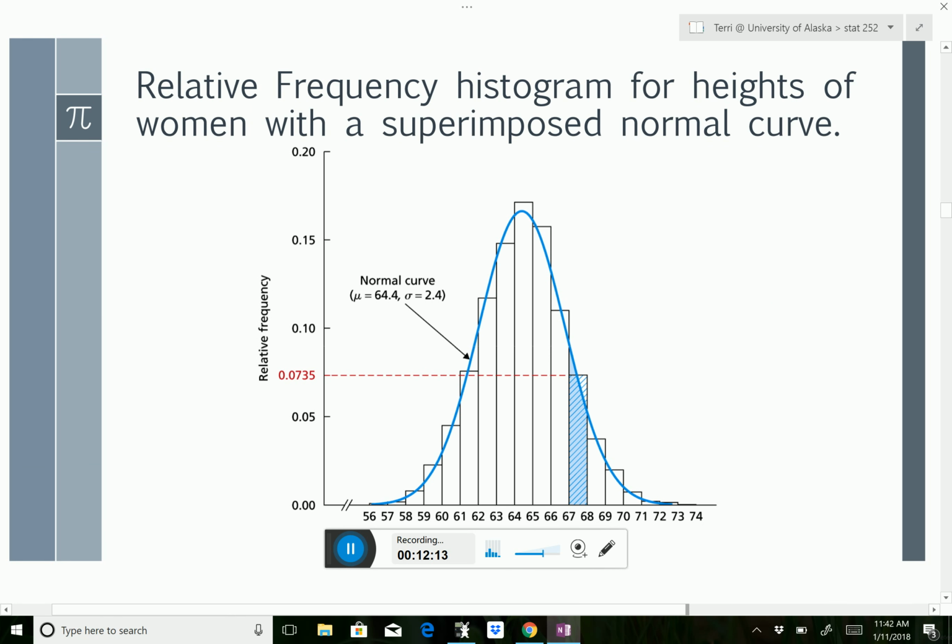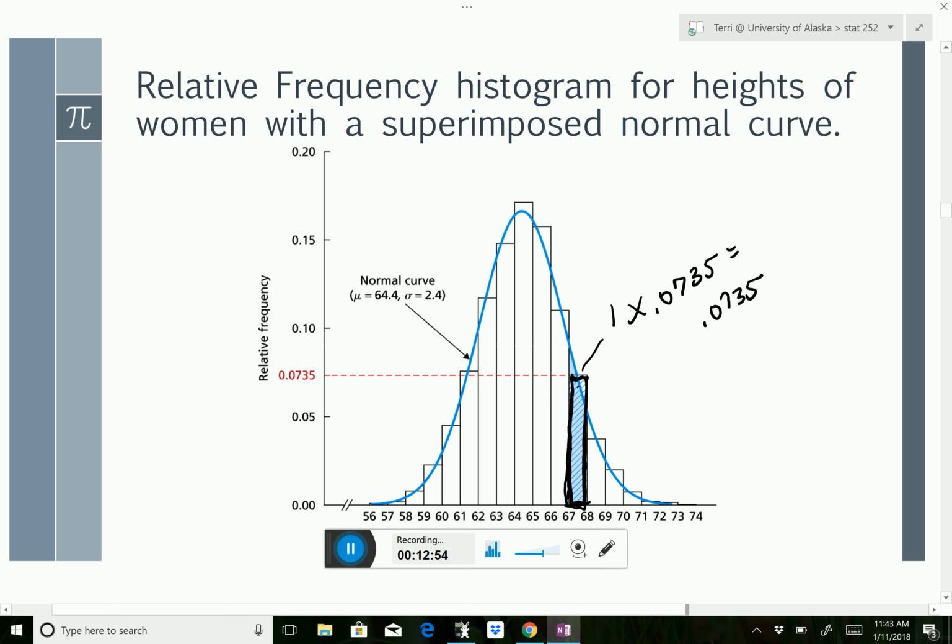So here's another frequency histogram. This is for heights of women, superimposed with the normal curve again. I want to remind you, if I look at any of these boxes, and I want the probability that somebody was between 67 and 68, remember this is 1 by, if I take the area of a rectangle, 0.0735, that's 0.0735. That's the area of this rectangle.